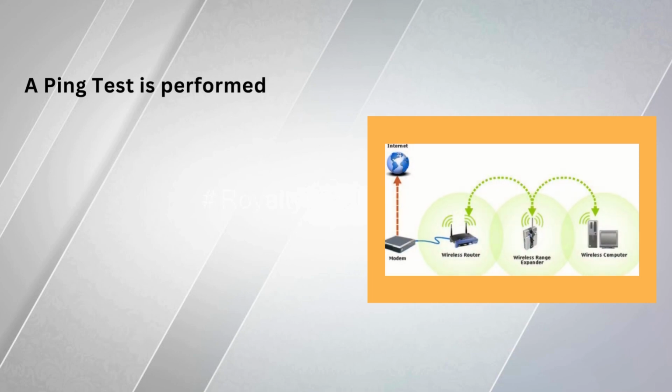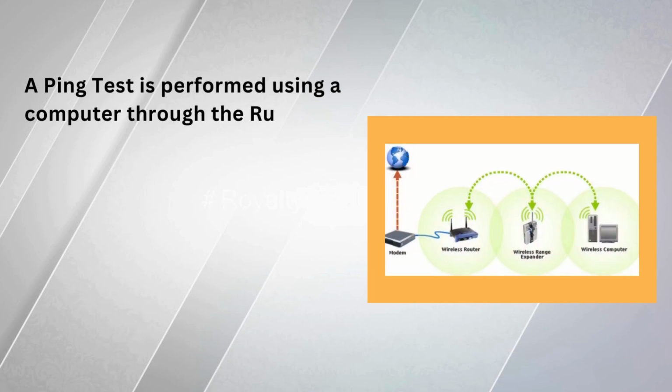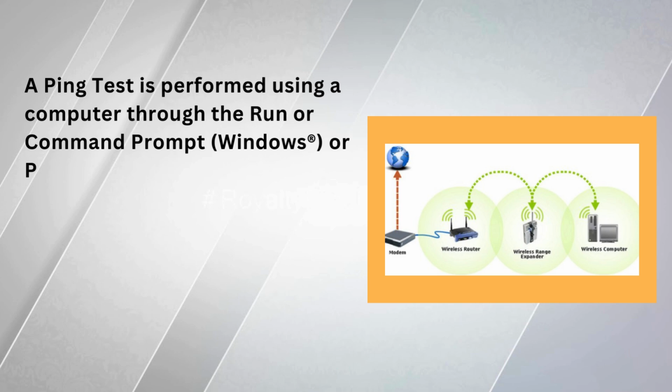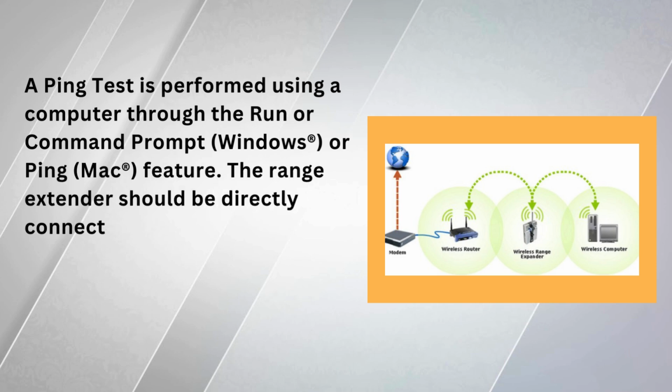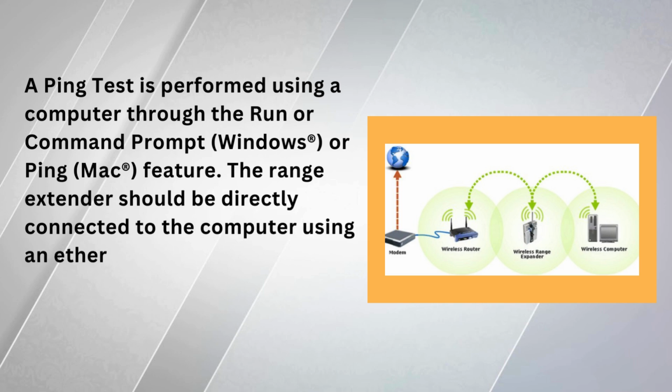A ping test is performed using a computer through the Run or Command Prompt on Windows, or the Ping feature on Mac. The range extender should be directly connected to the computer using an Ethernet cable before performing this test.